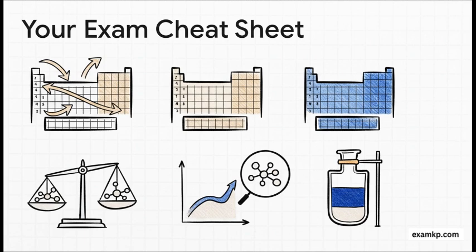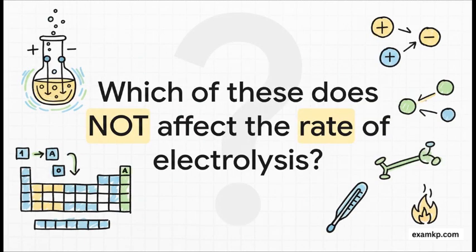So what's the big idea here? The periodic table is not something you memorize. It's a tool you have to understand and use. So to leave you with something to think about, here's a little practice question. We know it happens in electrolysis, but what affects how fast it happens? Think about it. The answer comes from applying the same principles we've covered today.